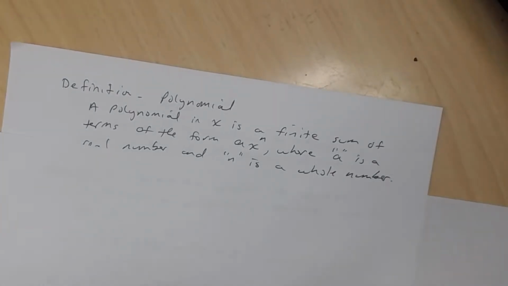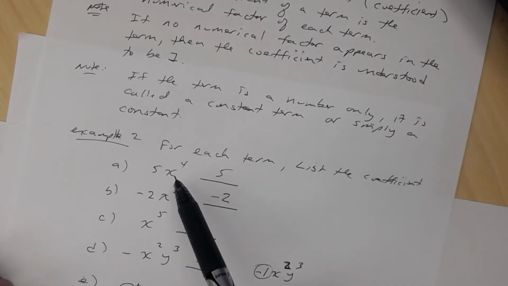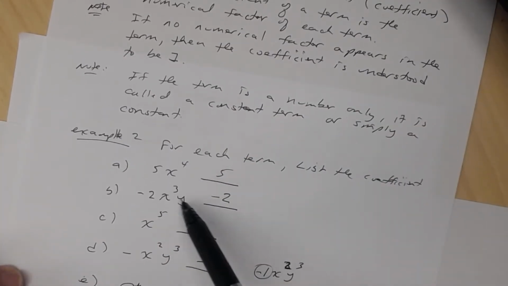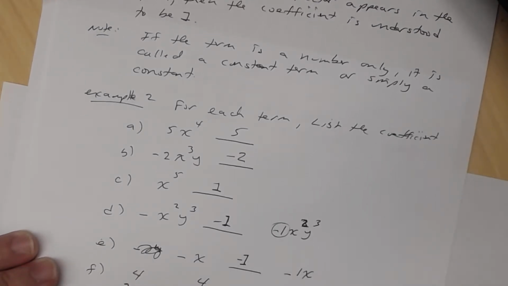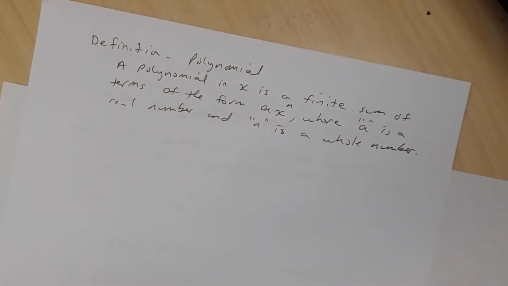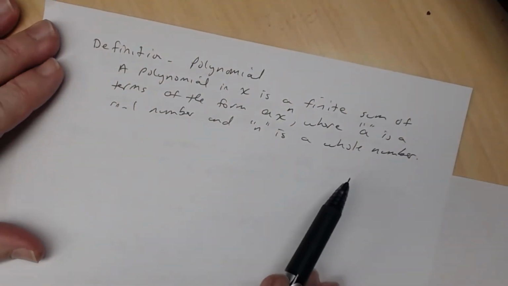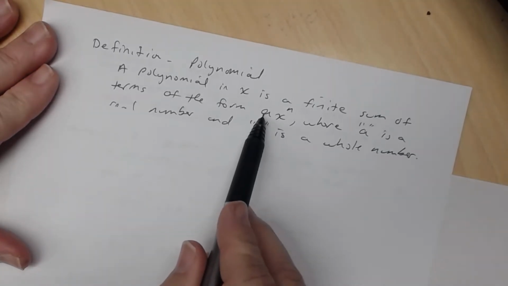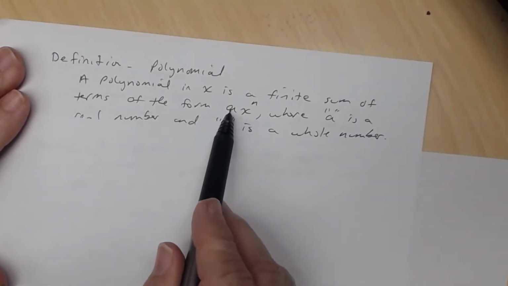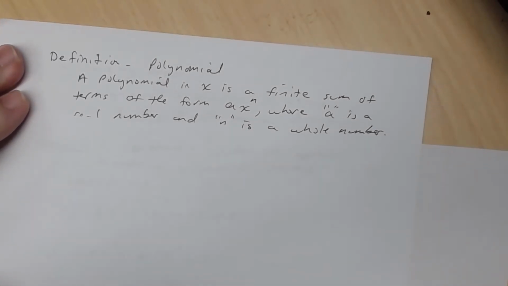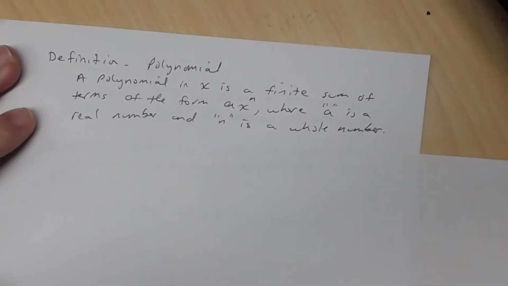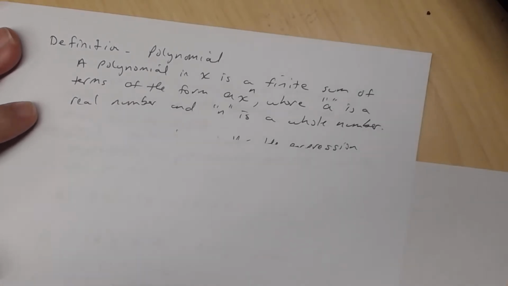If you look at example 2, all of these would be terms of a polynomial. Now here's what's important though. This number, this numerical coefficient, is a real number. So it's going to be any real number. It could be a decimal, a rational number, an irrational number, an integer, and so on.